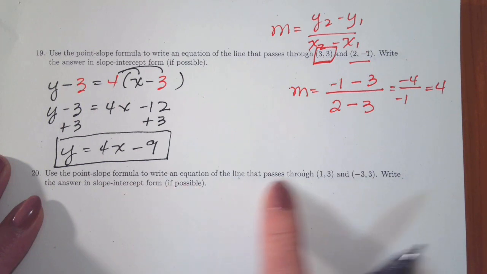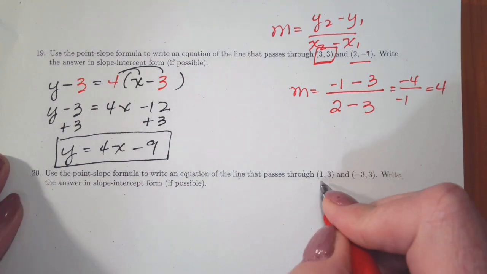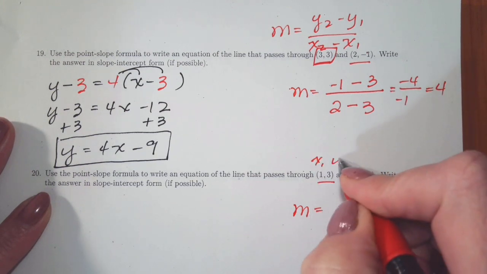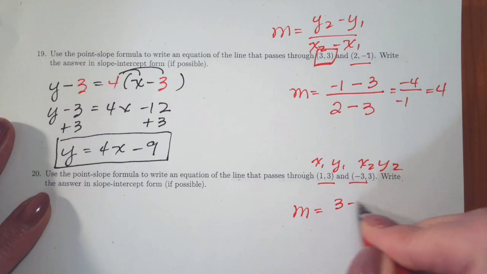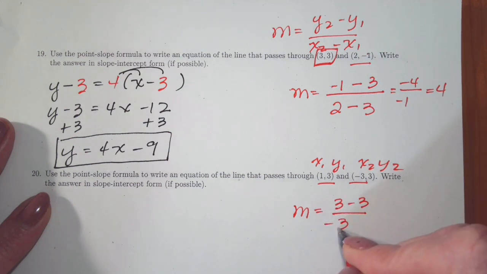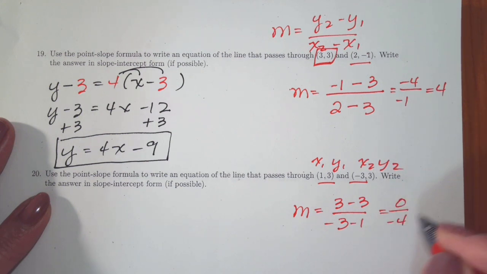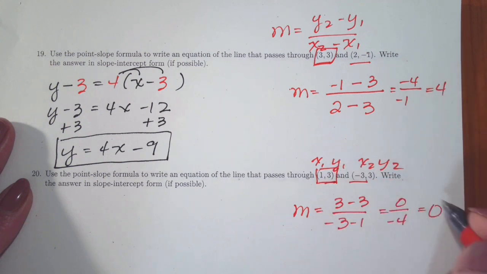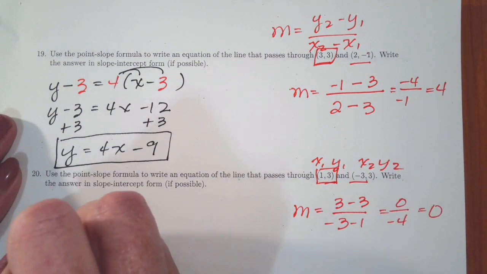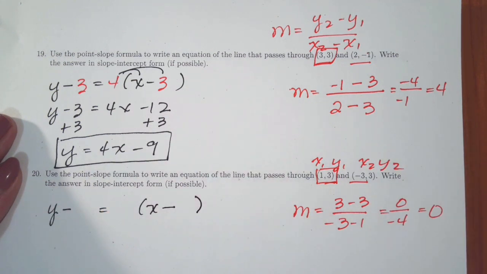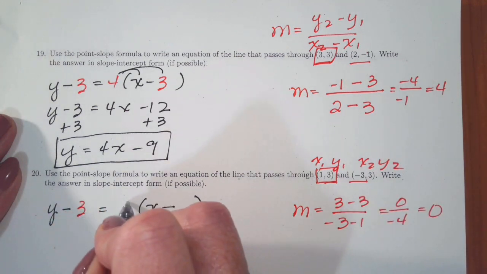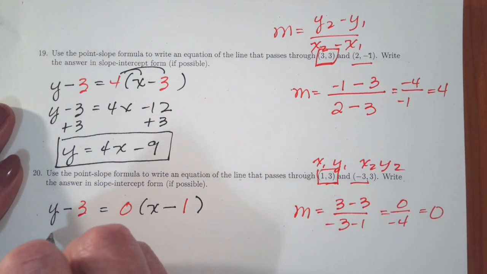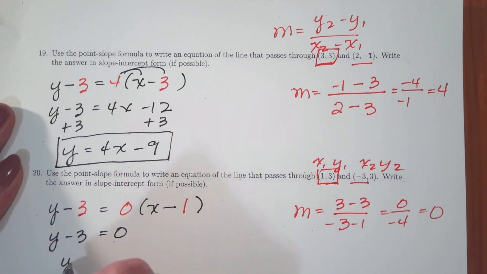Okie dokie. Line passes through 1, 3, and negative 3, 3, and write the answer in slope-intercept form. So my slope is going, we'll call this x1, y1, x2, y2, 3 minus 3 divided by negative 3 minus 1, which is 0 over negative 4, which is 0. So again, I'm going to use this point and this slope. Put it into my formula. So y minus 3 is equal to 0 times x minus 1. So that gives me y minus 3 is equal to 0, and y is 3.